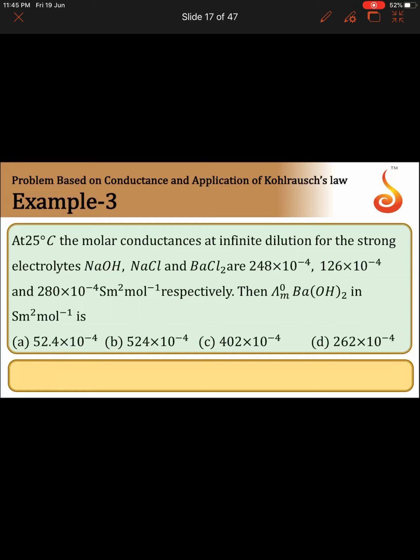So to calculate lambda m naught value of Ba(OH)2, we need to subtract lambda m naught value of NaCl from lambda m naught value of NaOH and BaCl2, and we need to multiply NaOH and NaCl lambda m naught values with 2. Why we need to multiply? First of all, the formula: lambda m naught of Ba(OH)2 is equal to 2 into lambda m naught value of NaOH plus lambda m naught of BaCl2 minus 2 into lambda m naught value of NaCl.